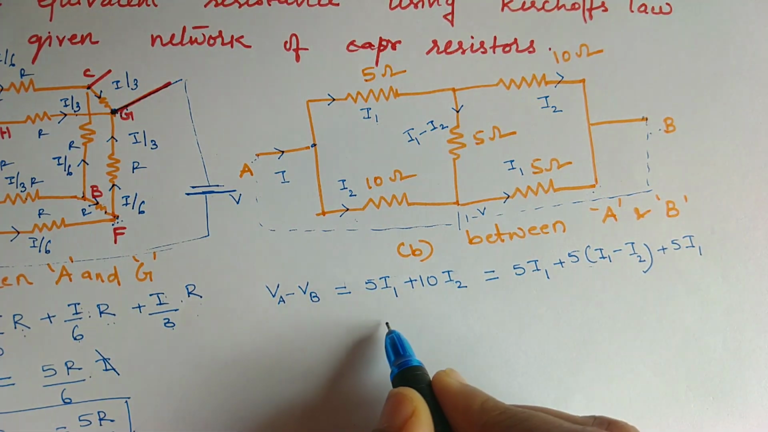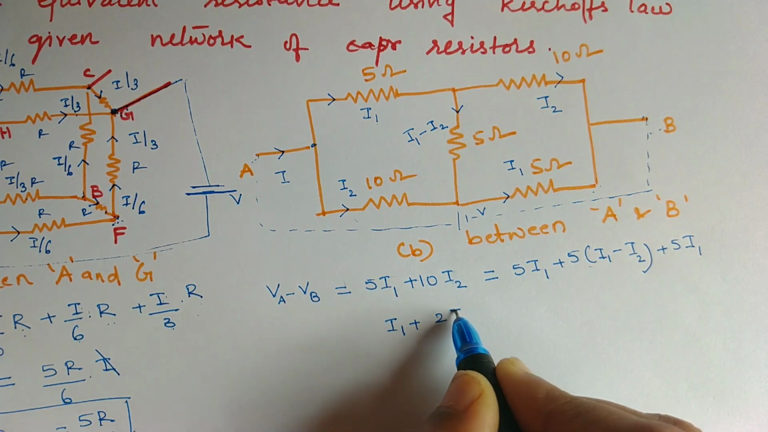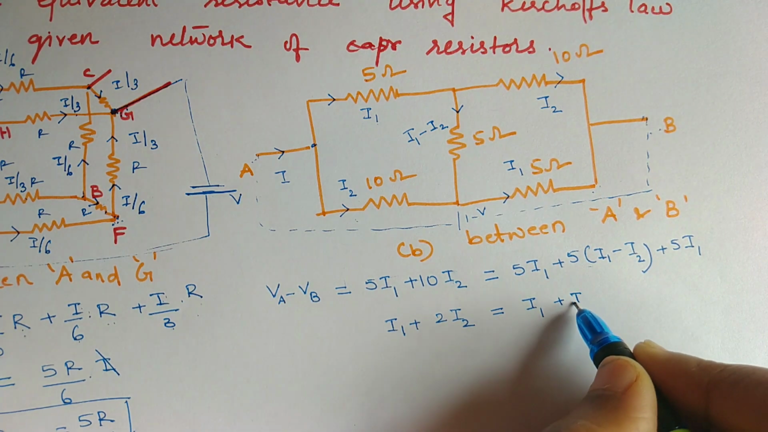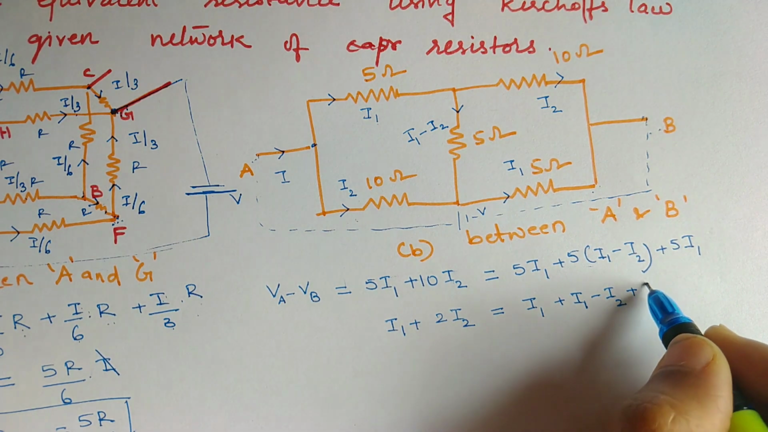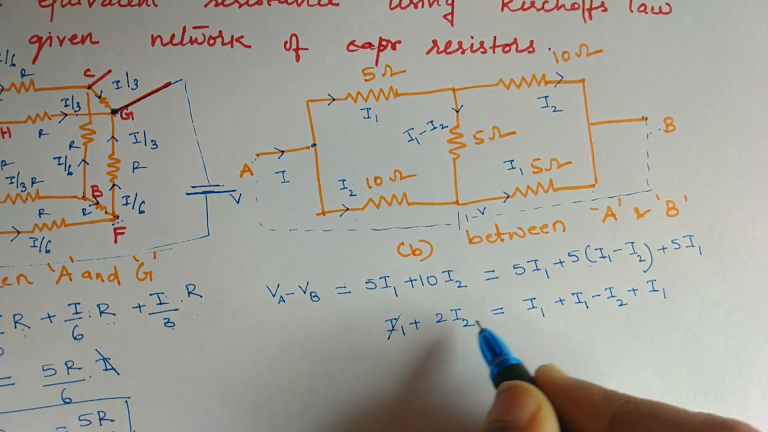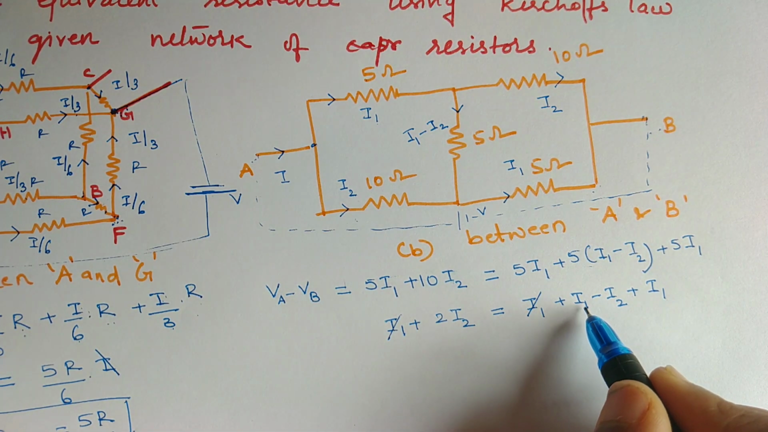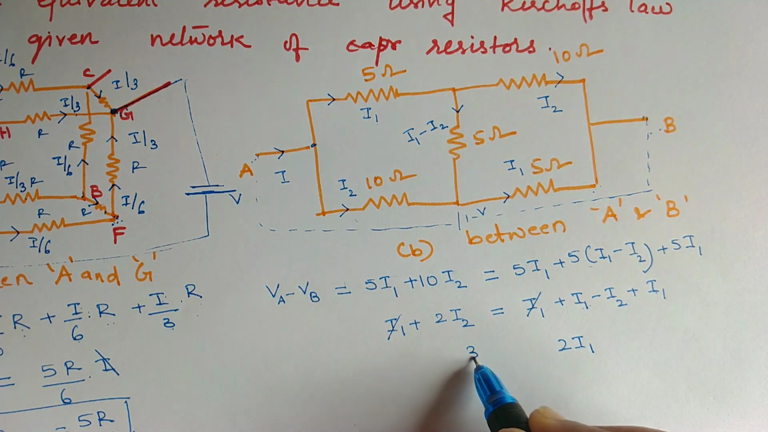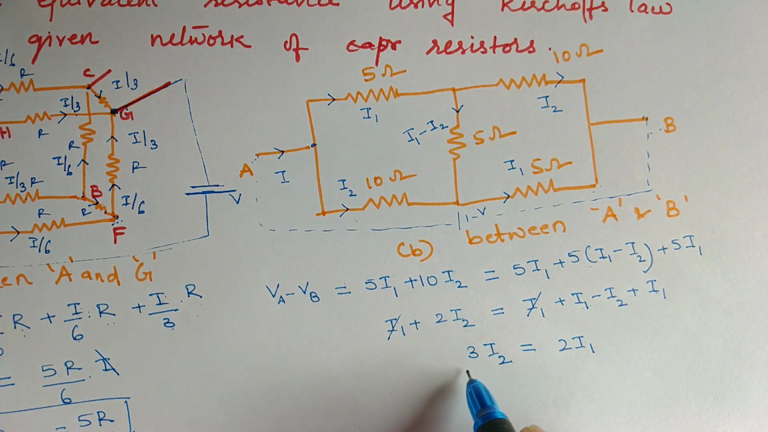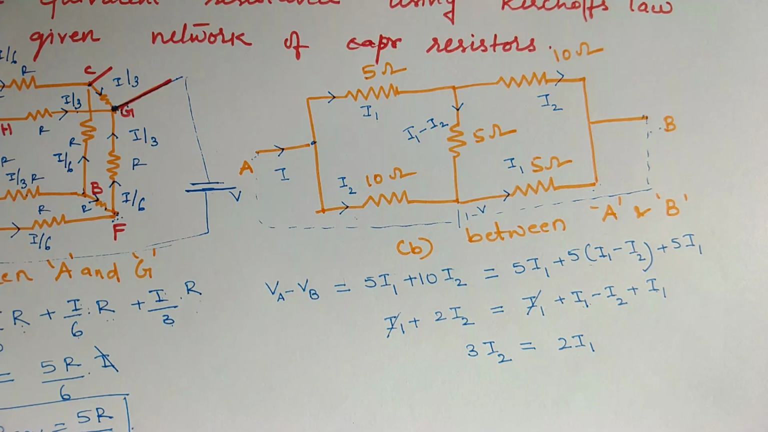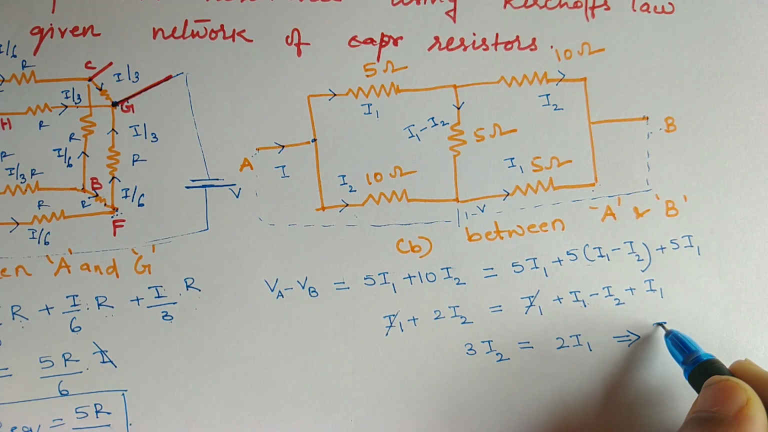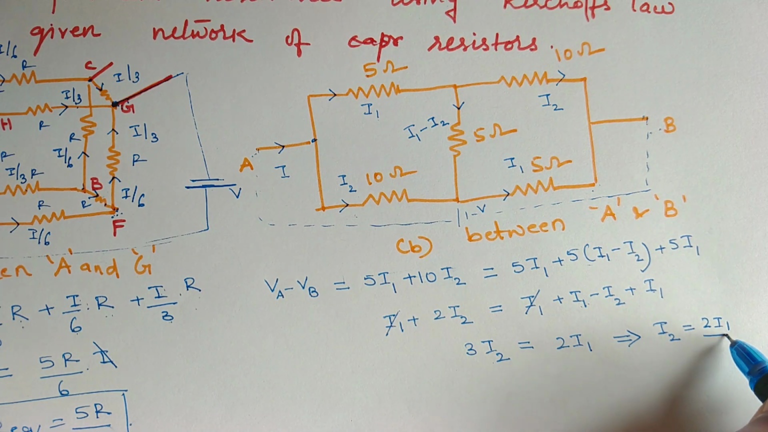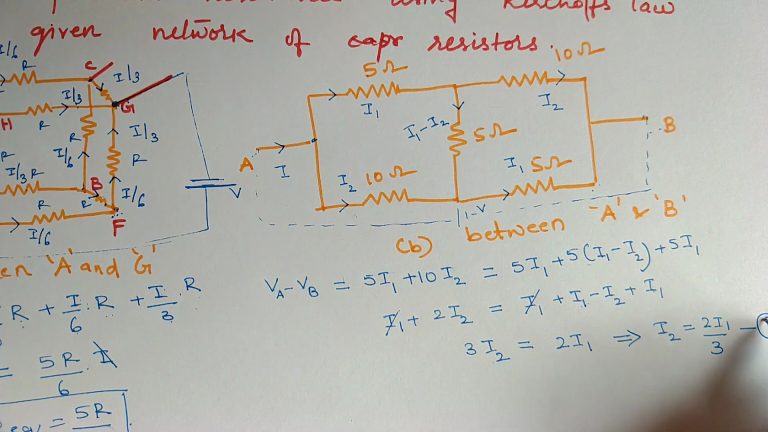5 is common in all the terms. I1 plus 2I2 should be I1 plus I1 minus I2 plus I1. I1 and I1 will get cancelled. I1 plus I1, here we have 2I1. Bring this I2 to the left-hand side, 3I2. See, did we get a relation between I1 and I2? So what is I2 equal to? We have got I2 as 2 times I1 by 3. Call this equation 1.